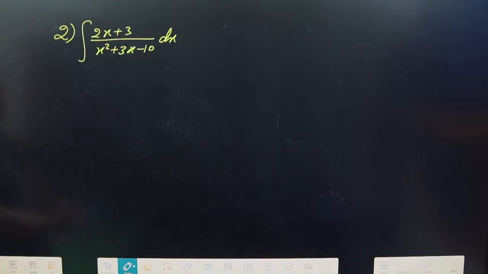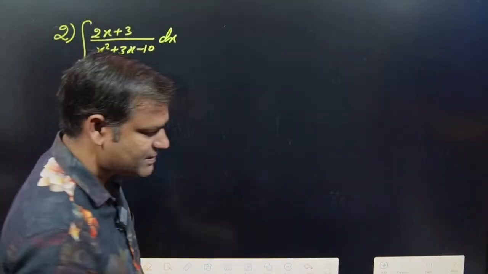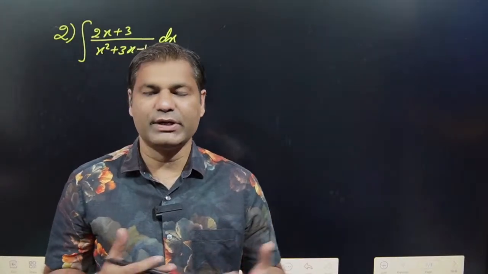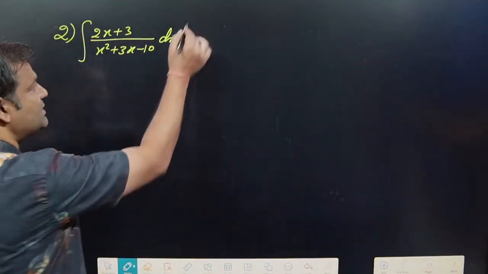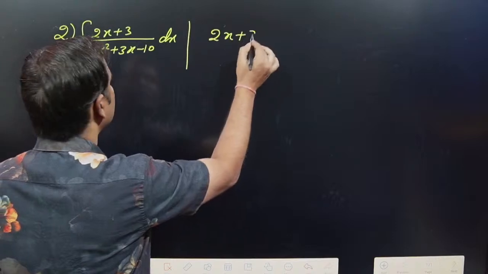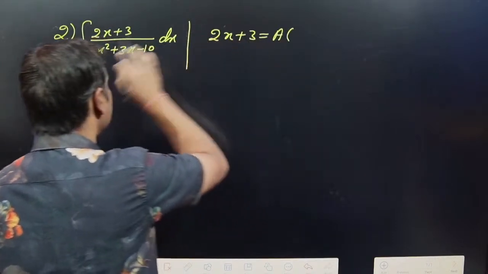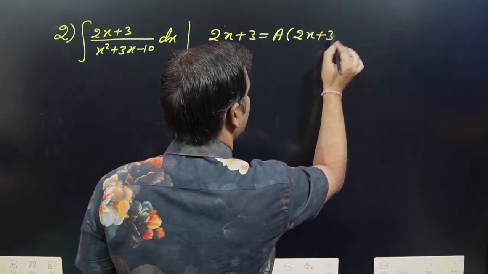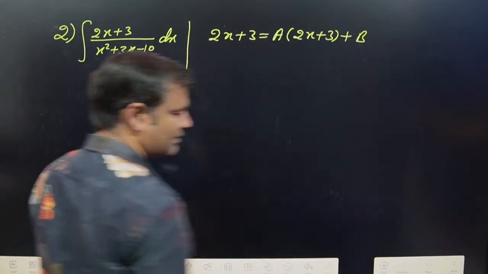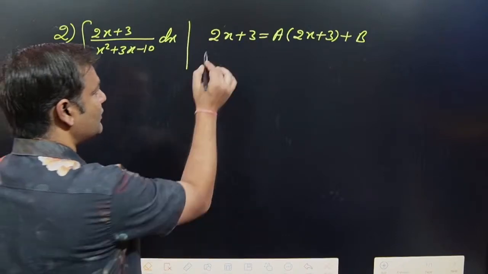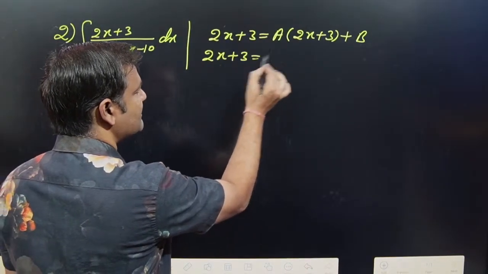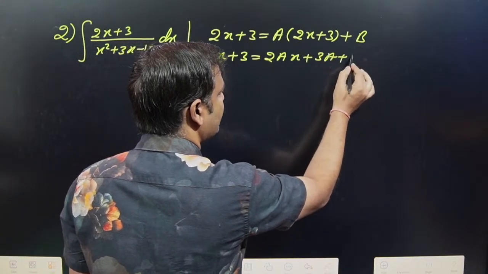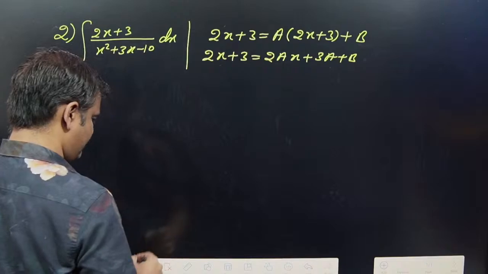Simply look here. First of all, everyone can try. How can we try? Simply, 2x plus 3 is equal to a into the differentiation of the denominator, that is 2x plus 3, plus a new constant b. After that, 2x plus 3 is written as 2a into x plus 3a plus b.